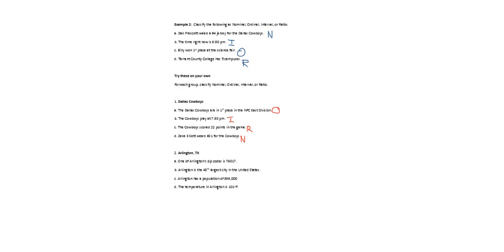All right, Arlington, Texas. One of Arlington's zip codes is 76017. 76017 has no value. It's just a way of identifying a parcel of land. So that is considered nominal. Arlington is the 48th largest city. 48th, that means ordinal. Arlington has a population of 396,000. That's ratio because that's something that's counted. And the temperature in Arlington is 101. That is interval because temperature and time are always interval.